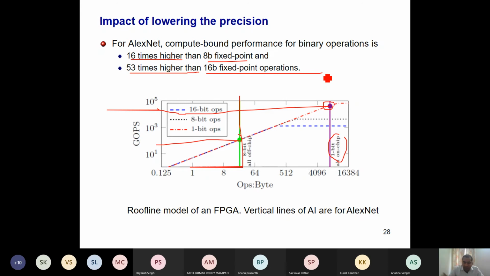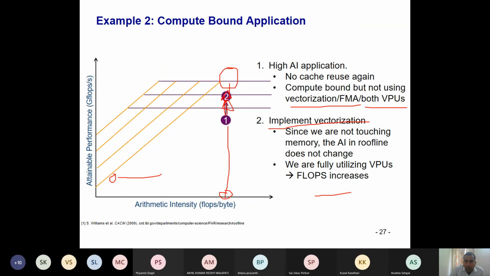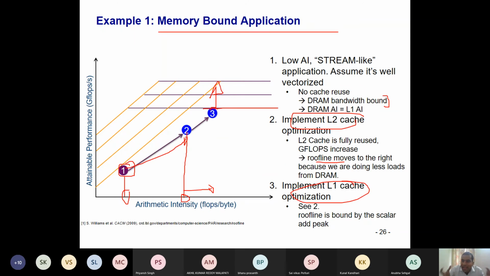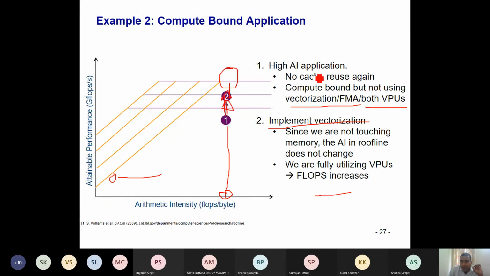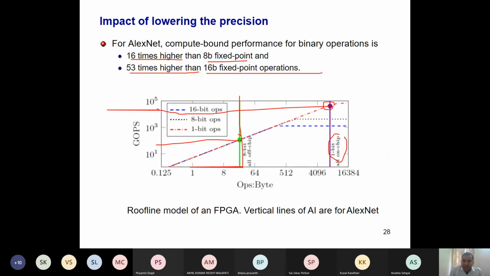So in this way, you can see one optimization we can do is precision. One optimization we did here was to use the caches in a better way. Another optimization was to utilize vectorization, utilize both VPUs, utilize the FMA unit. So these are all different optimizations. Similarly, another optimization is that we can lower the precision. Although we are fetching the same number of parameters, each of them is very narrow, just 1 bit. So now we can fetch many parameters in a single access.